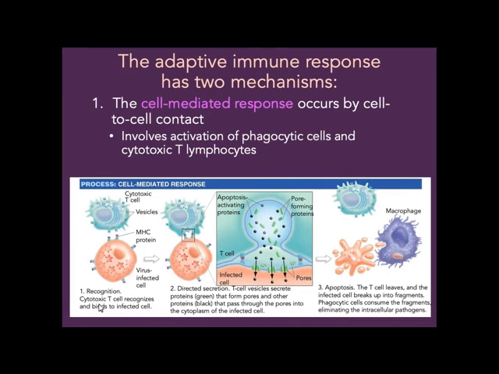So the adaptive immune response has two mechanisms. The cell-mediated response is a response that happens with cell-to-cell contact. This involves activation of the phagocytic cells and cytotoxic T lymphocytes. So remember we talked about these little proteins. Here we have a cytotoxic T cell over here that recognizes and binds to an infected cell. This is a virus infected cell over here. And so the T cell is able to detect the infection and bind to it.